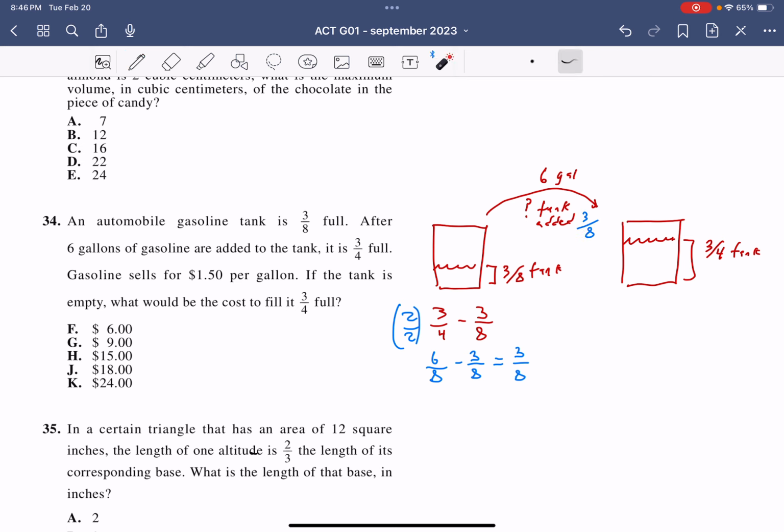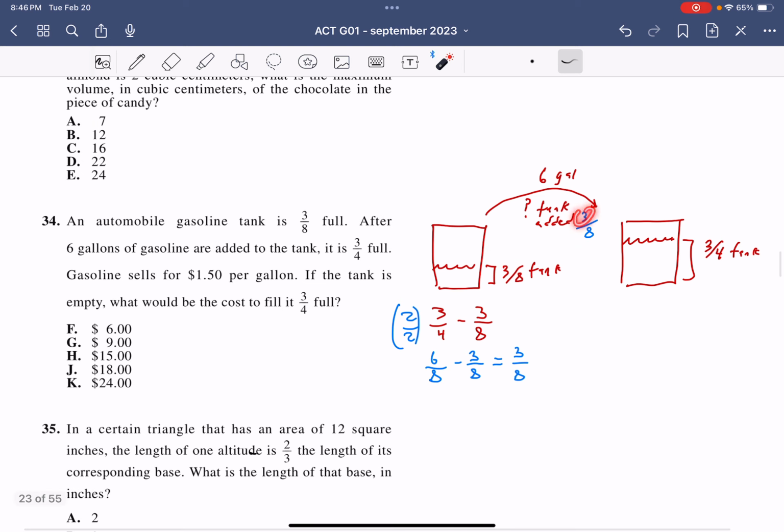Now, how does this help us? Well, we're going to do a proportion here to solve this. So this is in terms of the tank. So 8 parts of the tank means a full tank. 3 parts of the tank is just a portion of the tank. So if 3 parts of the tank were added here, and we know that specifically that is 6 gallons, then we know 6 gallons is the same thing as 3 of 8 parts of the tank. So we're going to do a proportion to figure out how many gallons it takes to fill the whole tank up. And then from there we can finish the rest of the problem. So let's do a proportion.